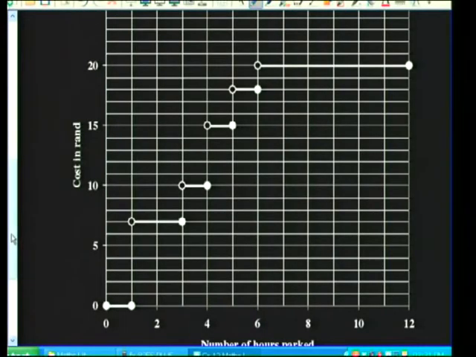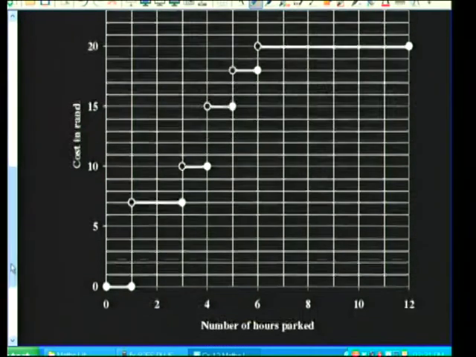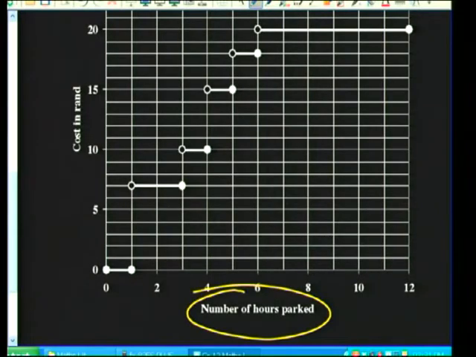What this graph is actually saying is this. Look at our horizontal axis: it says number of hours parked, and our vertical axis is the cost in rands. Now, what I want to point out to you first, before we even focus on the graph, is that we can get a graph with an open circle and a closed circle. The open circle means we're starting from after this point, whereas a closed circle means we're starting from this exact point. Let me point out what I mean by that.